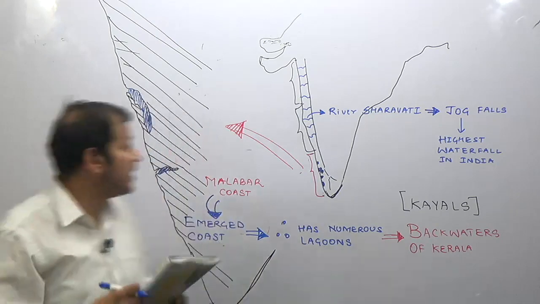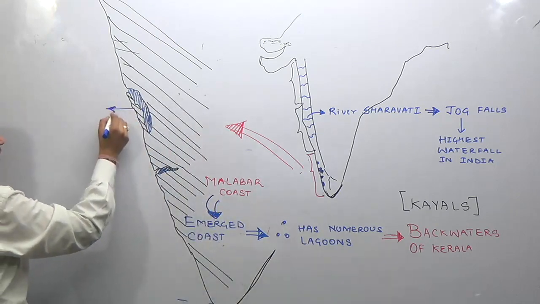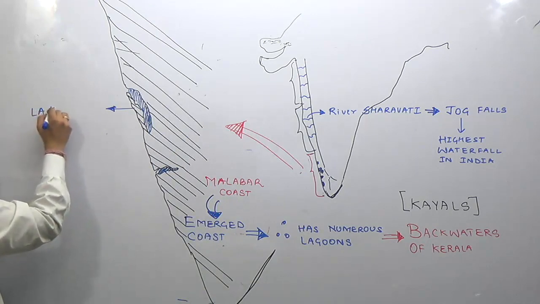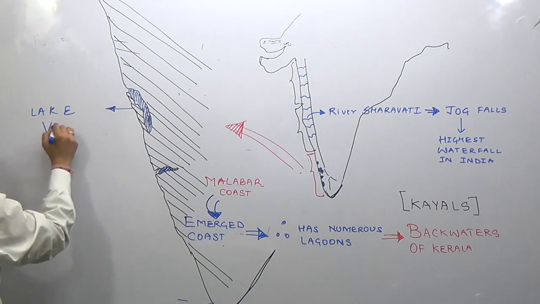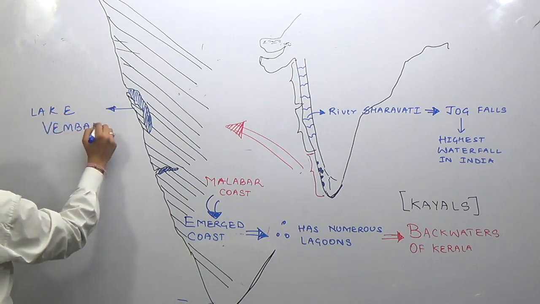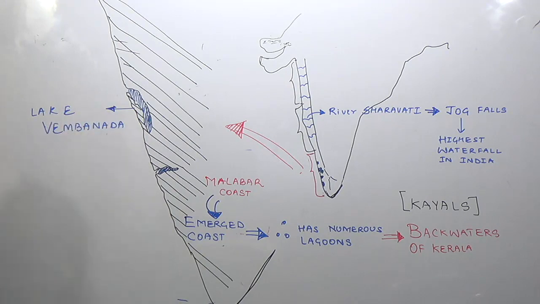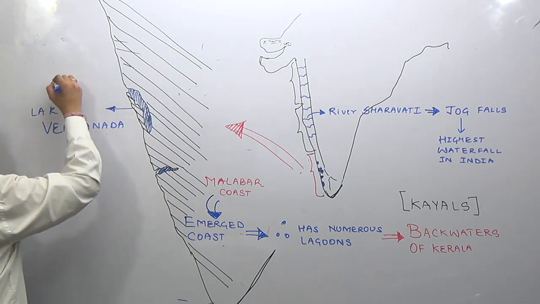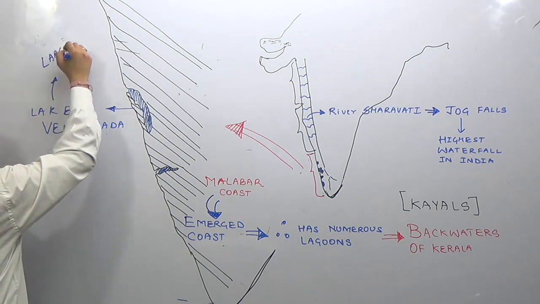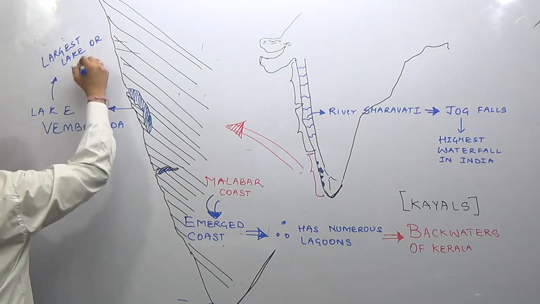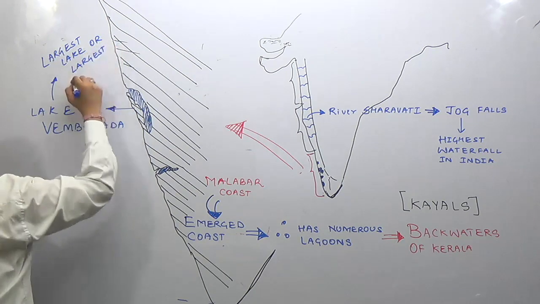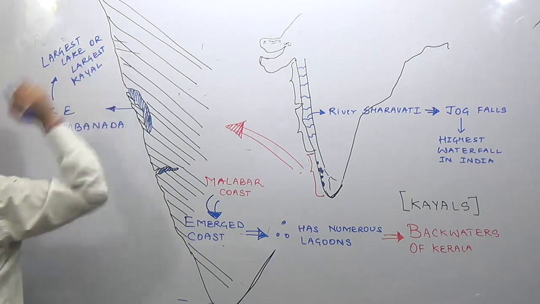What is the name of this kayal? This is the famous Lake Vembanad. Why is Lake Vembanad famous? Lake Vembanad is the largest lagoon or the largest lake of Kerala, or the largest kayal in Kerala.